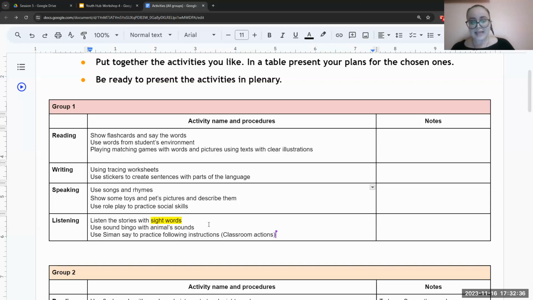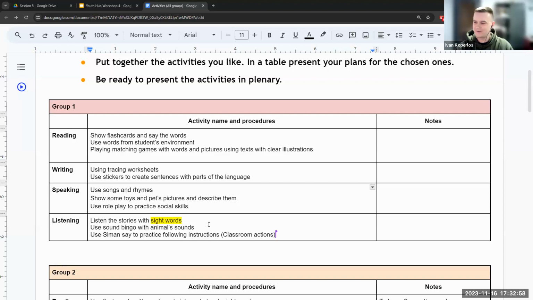Use Simon Says to practice following instructions. It's like we learned classroom actions, and we play the game. Simon says, stand up, please, sit down, turn around, clap your hands, stamp your feet, and like that.